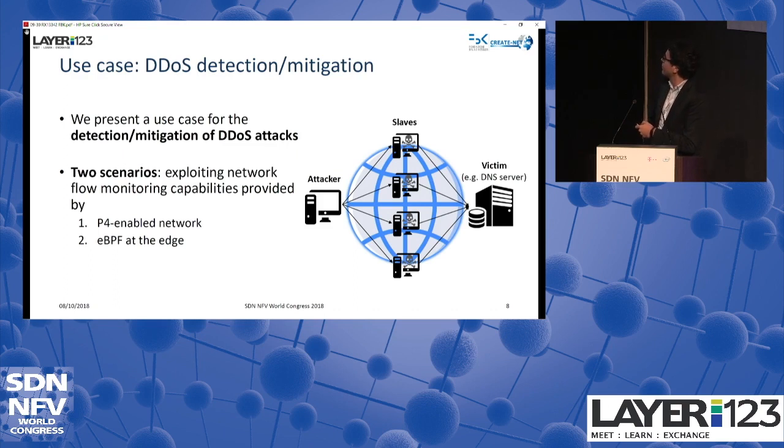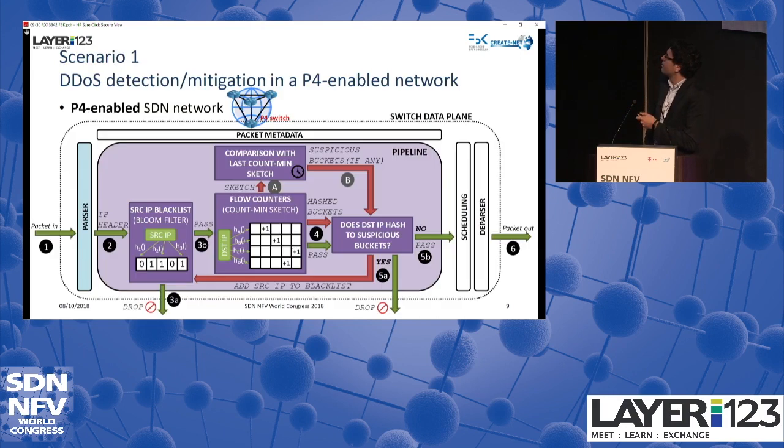With a DDoS attack, we have an attacker that compromises multiple slaves, creating a botnet that all try to contact the victim, for example a DNS server, and flood it with a lot of traffic. So let's say, in this case, we have one specific destination IP address that is contacted by a huge number of source IP addresses. To implement our DDoS detection and mitigation logic, I don't want to go too much into the technical details. By the way, we consider as a scenario a P4-enabled SDN network, so a network which is equipped with all P4 switches.